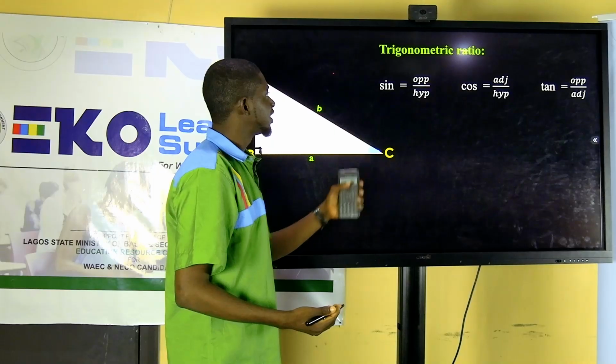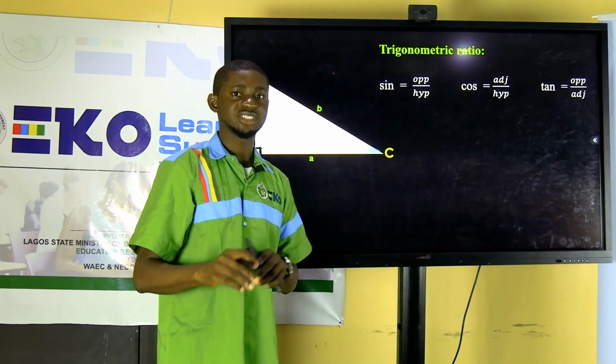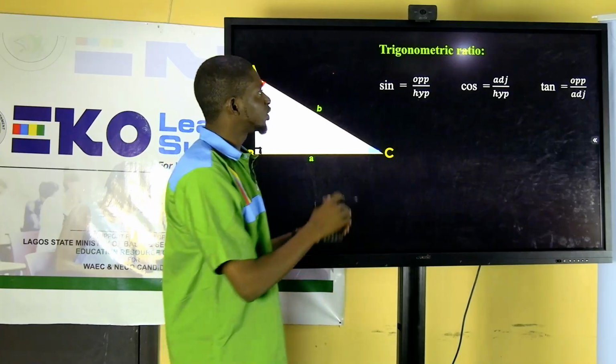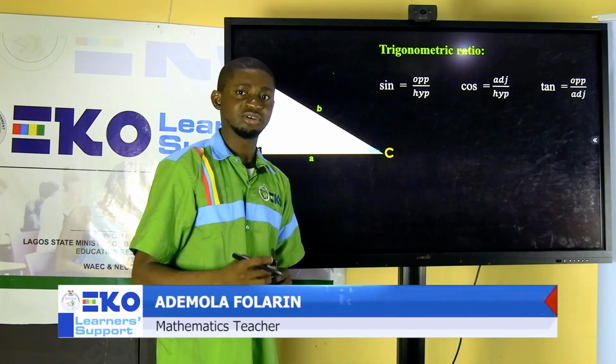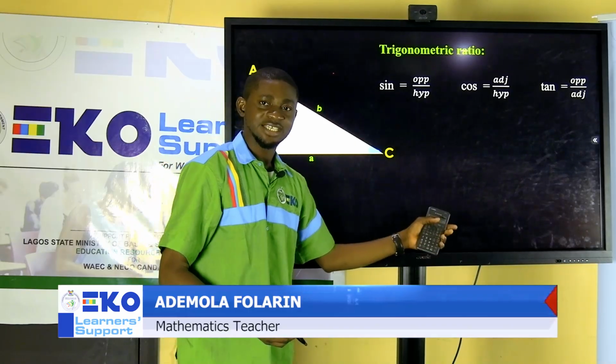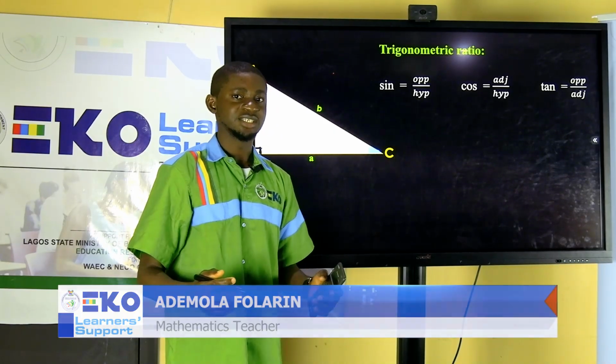For sine, it is the ratio of opposite side to the hypotenuse side. For the cos, it is the ratio of adjacent side to the hypotenuse side. While tan is the ratio of opposite side to the adjacent side.